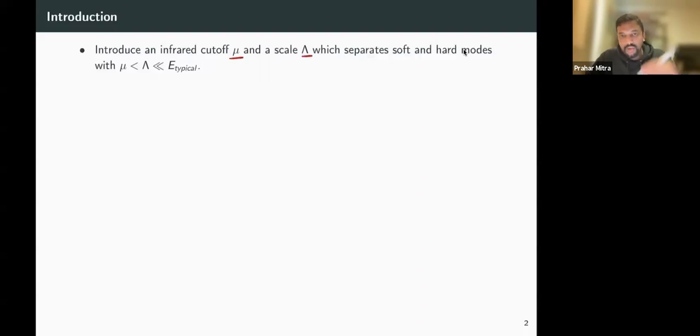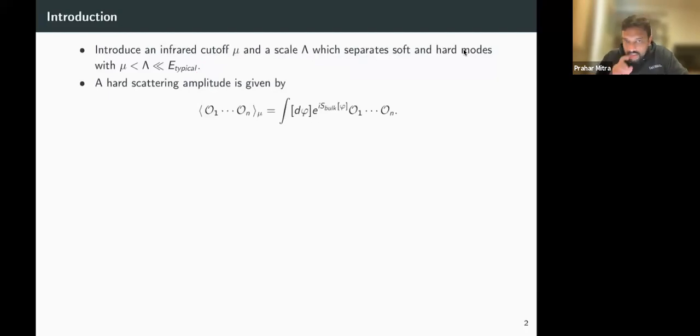And then the scale lambda is the thing that separates what we want to call soft photons and hard radiation. You can think of this as the energy threshold for your device, if you want to be a bit experimental. But if you want to think of it theoretically, it's just a delineation between what we refer to as soft modes and hard modes. I'm going to assume that mu is obviously less than lambda, but that both of these energy scales are much smaller than the typical energy scale of the scattering that you're looking at, so much smaller than the center of mass energy, say square root of s.